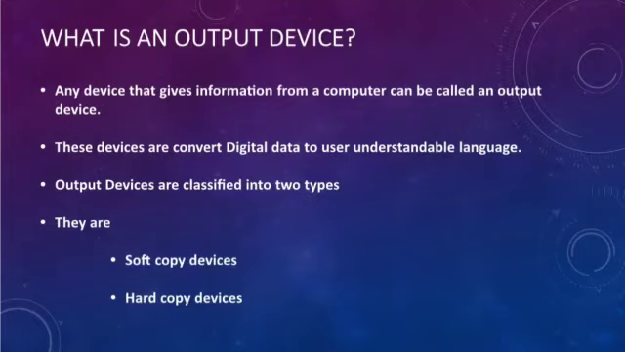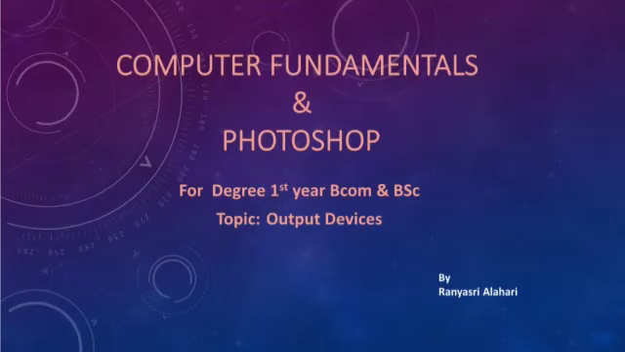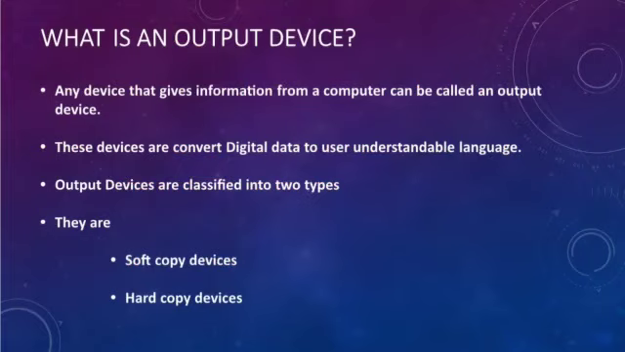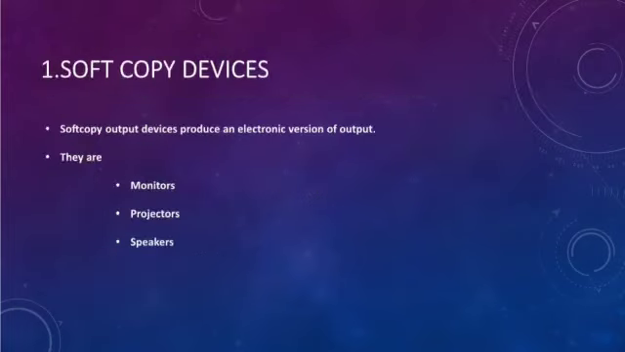The output devices are basically classified into two types. They are soft copy devices and hard copy devices. The first one is soft copy devices. Soft copy output devices produce an electronic version of output. For example, a file stored in a hard disk or CD and is displayed on the computer screen, that is monitor. So, the soft copy devices are divided into monitors, projectors and speakers.